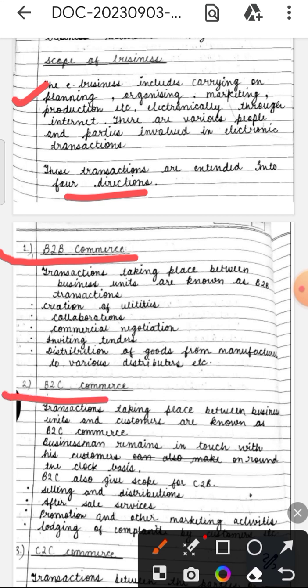The second one is B2C commerce. Here B stands for business and C stands for customers. The transaction taking place between business and the customers is known as B2C commerce. For example, selling and distribution of goods and services by the business to the customers. As we all understand, the business provides after-sale services to us. So here the transaction is taking place between business and the customers. As we understand, two directions: B2B and B2C.